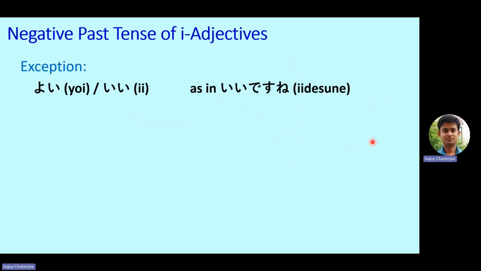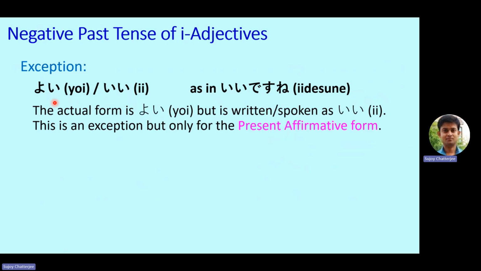Now there is one exception as well. Ii desu ne. You come across this phrase several times, or ii desu. Ii means good or nice, but the actual word is yoi. The actual adjective is yoi, but somehow, I'm not sure about the reason, when it is written in the present form, it is written as ii, not yoi. So the actual form is yoi, but it is written or spoken as ii. This is an exception, but only for the present affirmative form. That means only in the present tense we write ii. For the past tense and other forms, we have to write the yoi form.